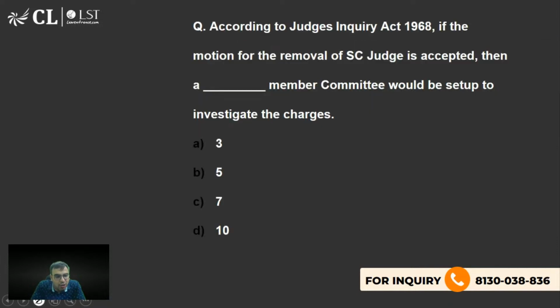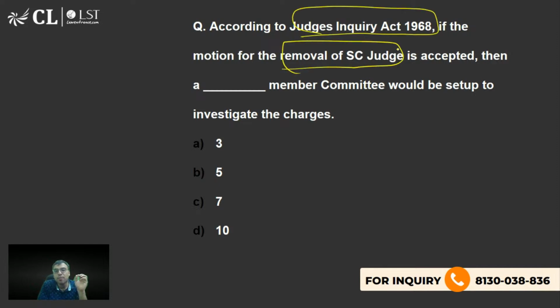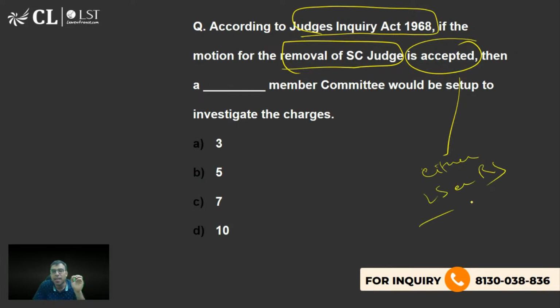Now the question is, according to the Judges Inquiry Act 1968, if the motion for the removal of a Supreme Court judge is accepted in either Lok Sabha or Rajya Sabha, समझ गए? If 100 people here or 50 people here have signed it and the Chairman or the Speaker has accepted it, then a committee is set up to investigate the charges. So how many member committee is set up? 3, 5, 7, 10. And who are the members of that?